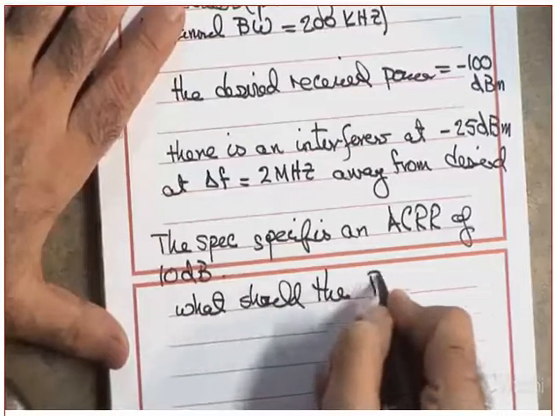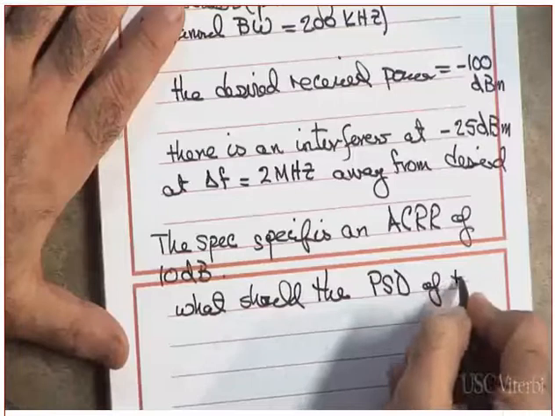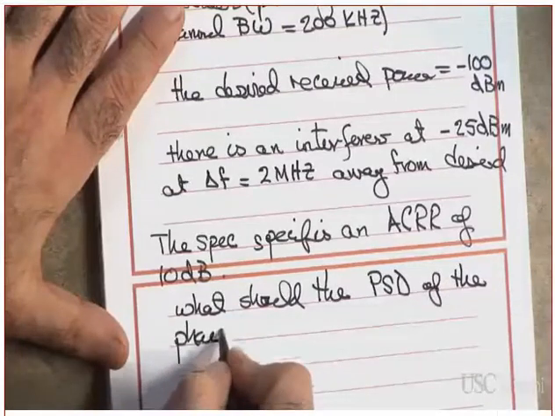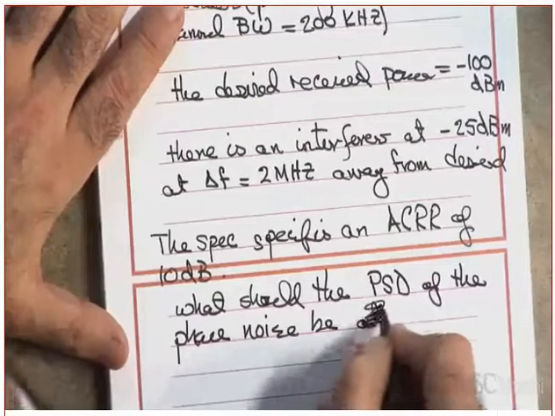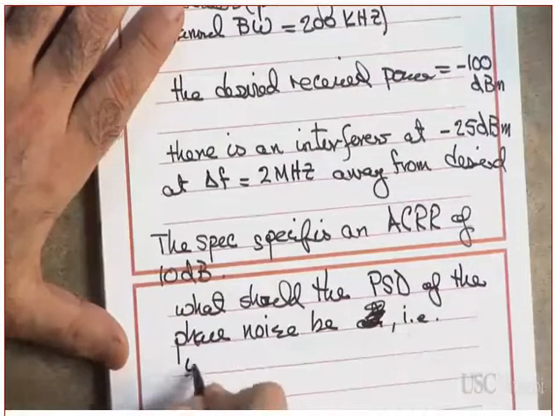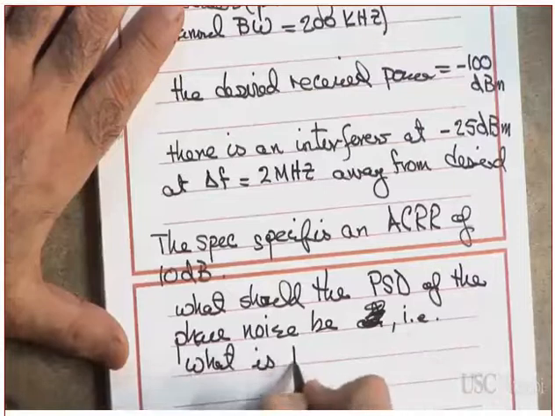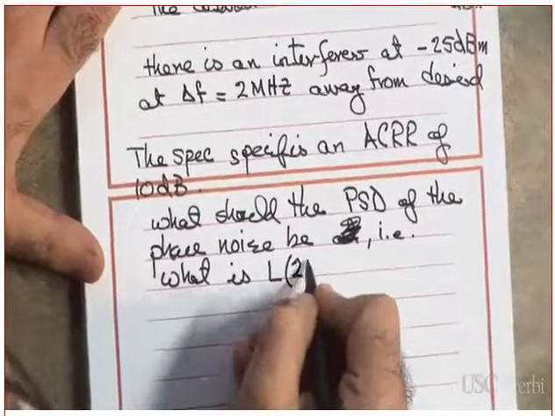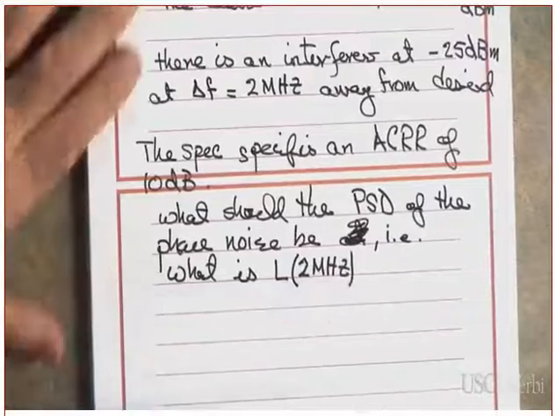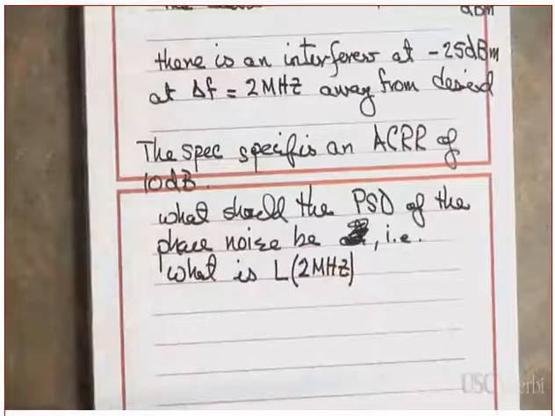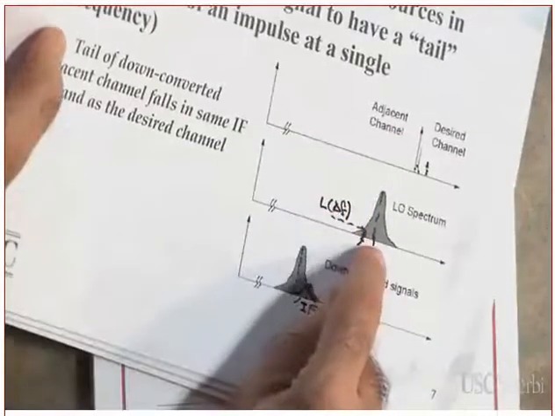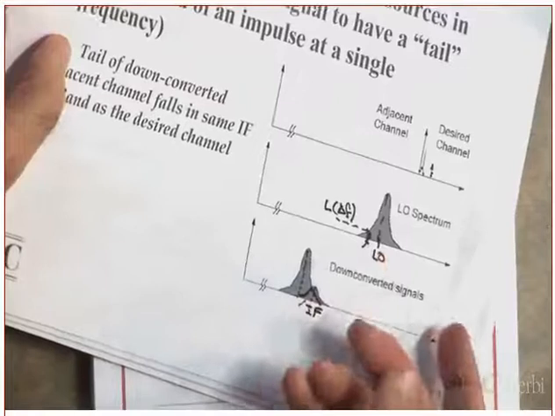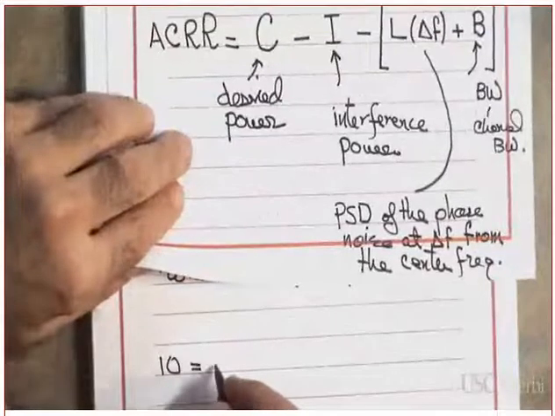What should the power spectral density of the phase noise be at B, i.e., what is L of 2 megahertz? I want to see what this level is, 2 megahertz away from the local oscillator. Clear? Tell me, how do I do it? ACRR, which is 10, equal to what?